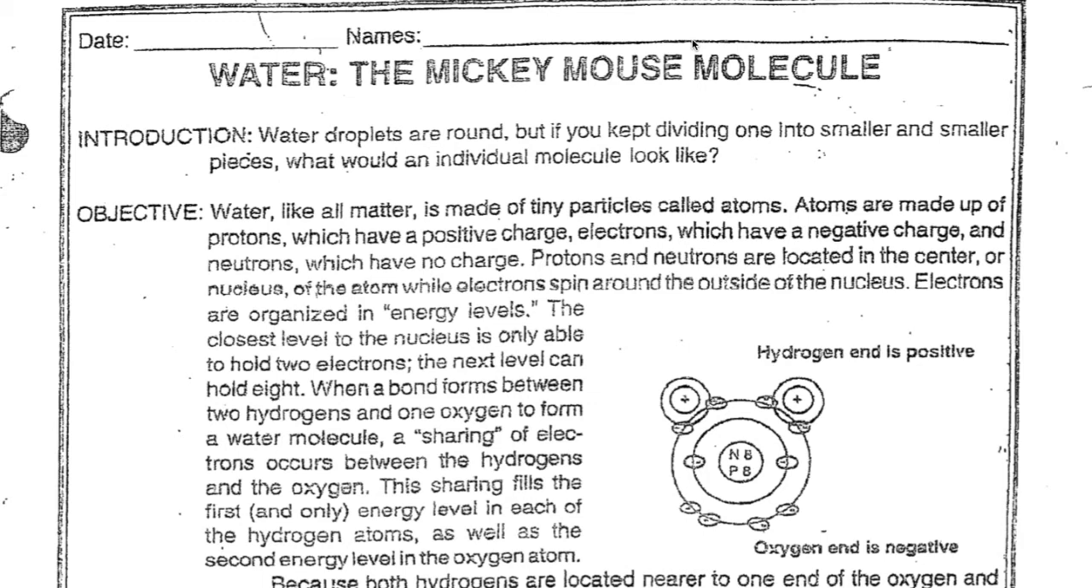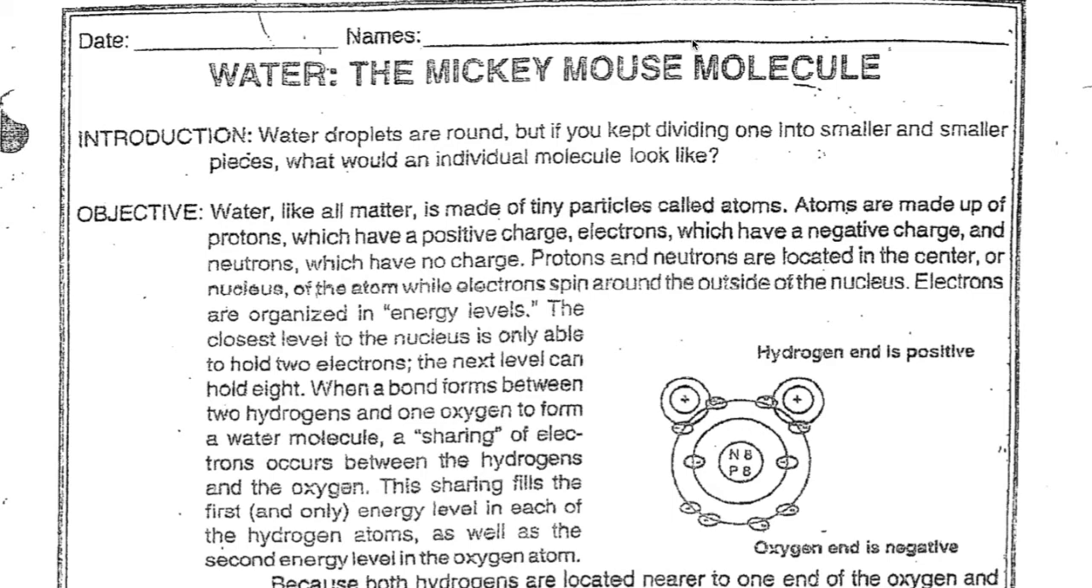Atoms are made up of protons, which have a positive charge, electrons, which have a negative charge, and neutrons, which have no charge. Protons and neutrons are located in the center, or nucleus, of the atom, while electrons spin around the outside of the nucleus. Electrons are organized in energy levels. The closest level to the nucleus is only able to hold 2 electrons. The next level can hold 8.